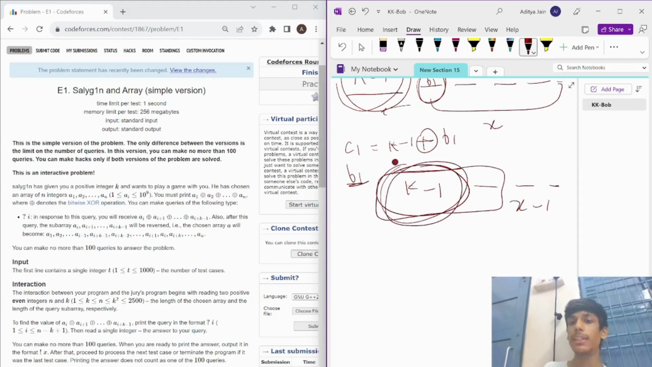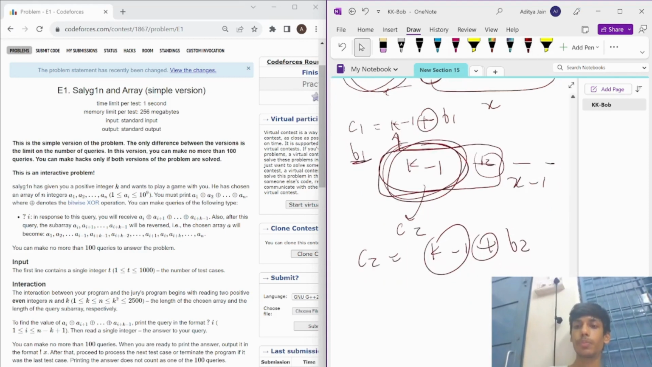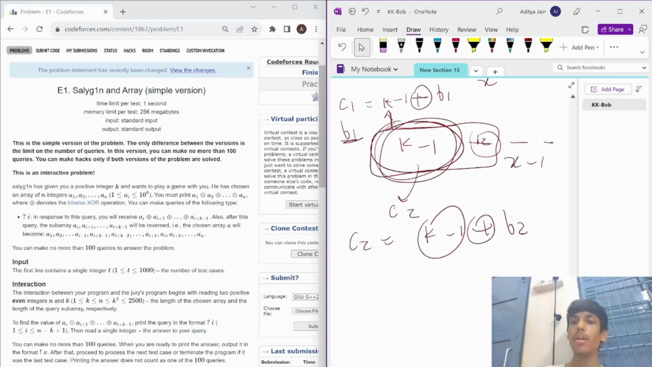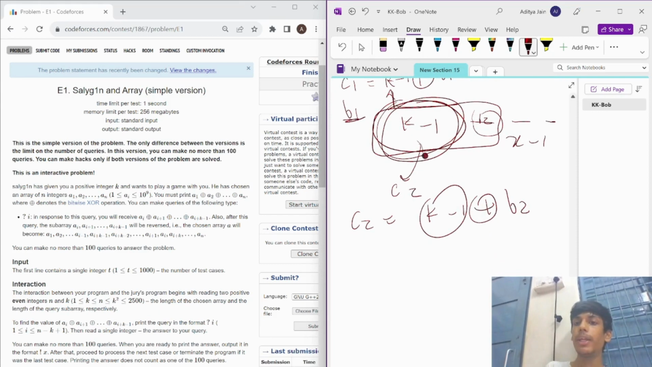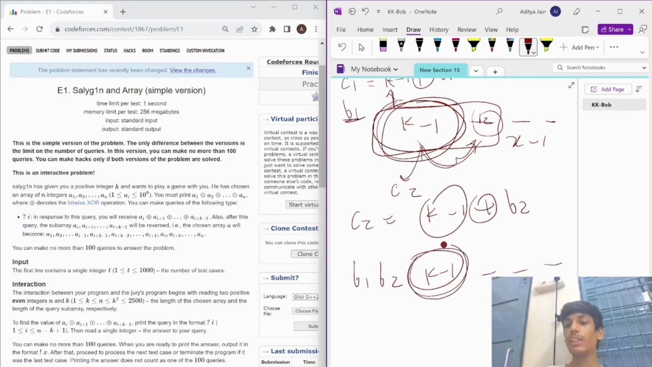Now in the next query I'll calculate the XOR of these k elements. These k minus 1 elements are the same as last time, and this element which is B2. So suppose their XOR is C2. So C2 is the XOR of k minus 1 elements XOR B2. Now after this query, again k minus 1 elements and B2, this segment gets reversed. So these two are going to swap. So it will become B1, B2. Here are the k minus 1 elements, and here x minus 2 elements will remain.